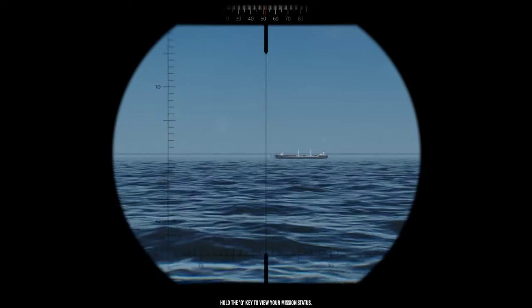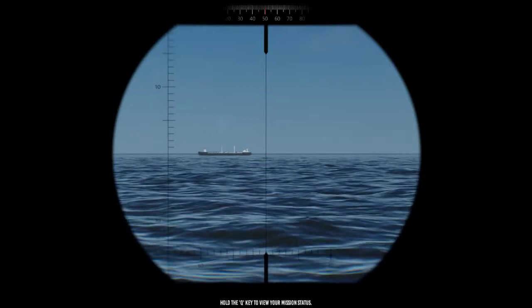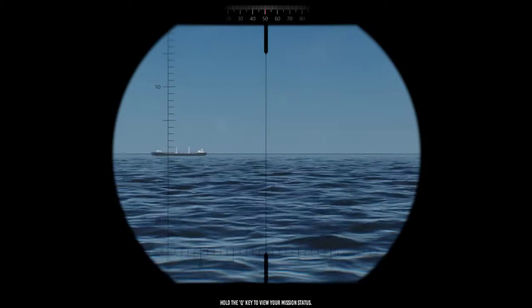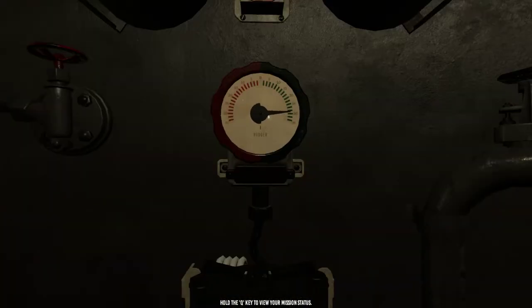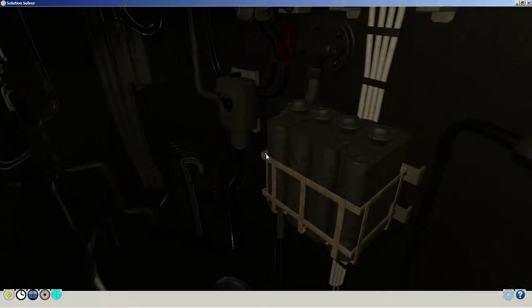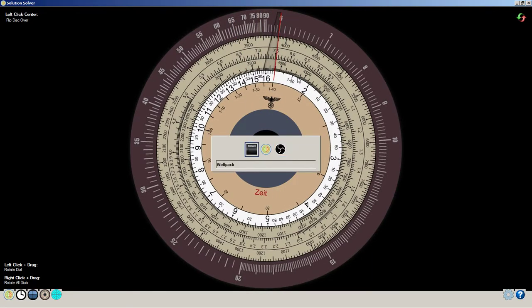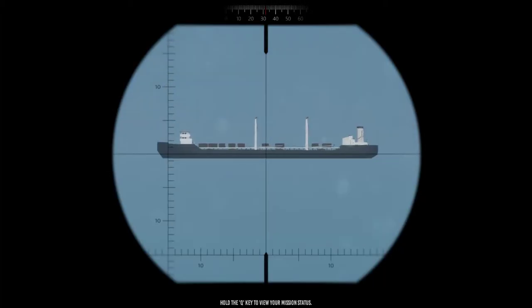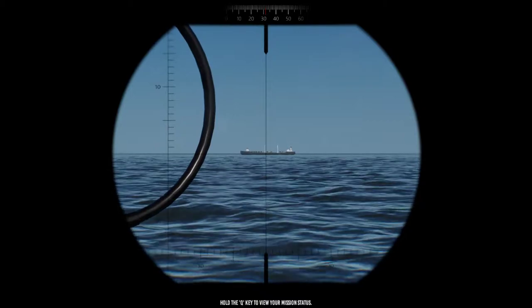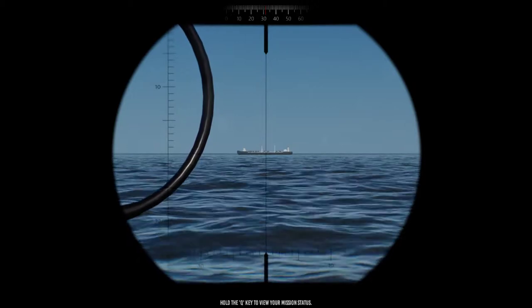There are a few pieces of information you need for this particular method: a range, an angle on bow, and two bearings, and you need to time the bearings. Honestly, if you want to do the calculation using this disc, you really need a bearing change of at least 6 degrees. So we're going to time the bearing change over 6 degrees. There are different ways to go about it as far as which bearing you take the range and angle on bow at.